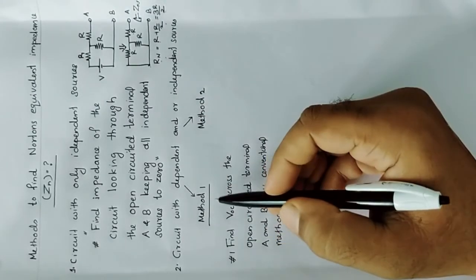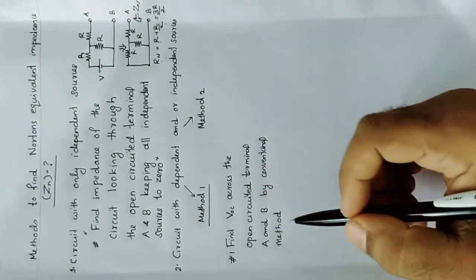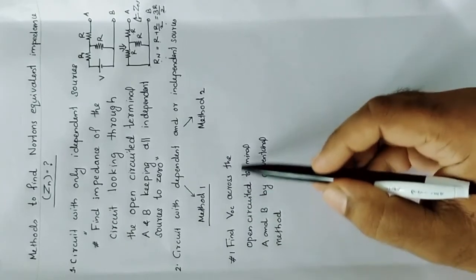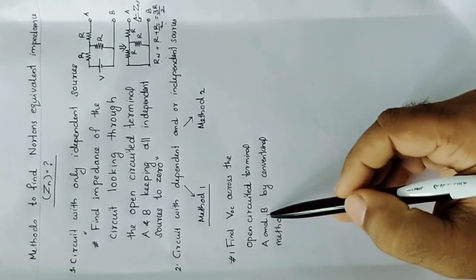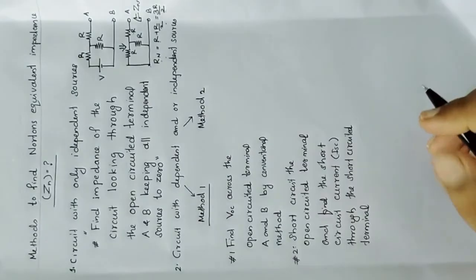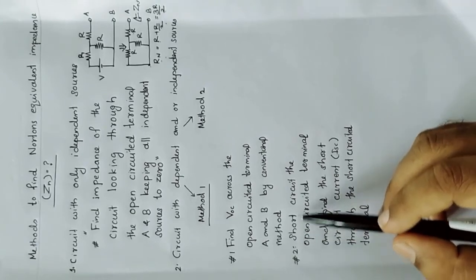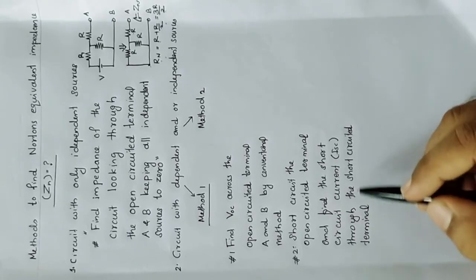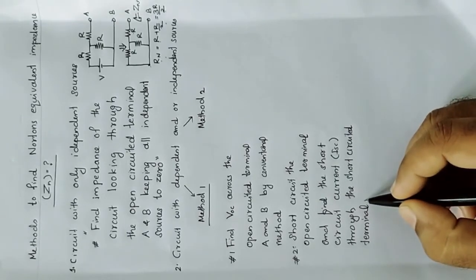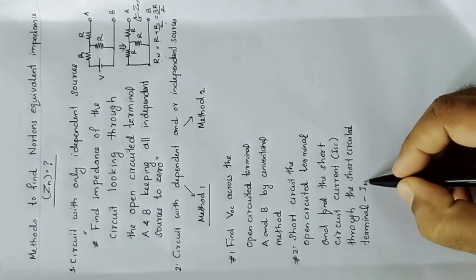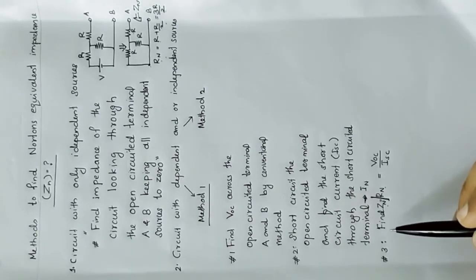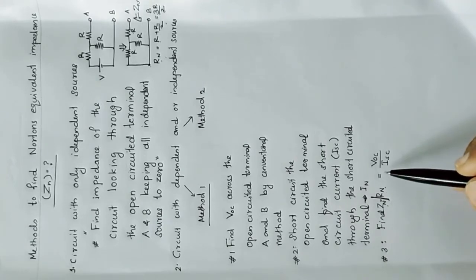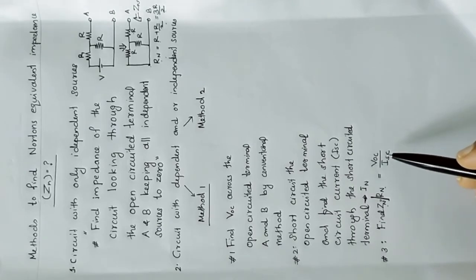In method 1, in order to obtain Zn, we follow these steps. The first step is to find the open circuit voltage VOC across the open circuit terminals A and B by a conventional method. The second step is to short circuit the open circuit terminals and find the short circuit current ISC through the short circuit terminals. This is nothing but the Norton equivalent current, IN. The third step is finding the Norton equivalent impedance or resistance using the expression VOC by ISC.